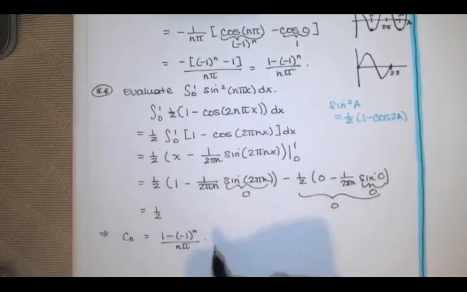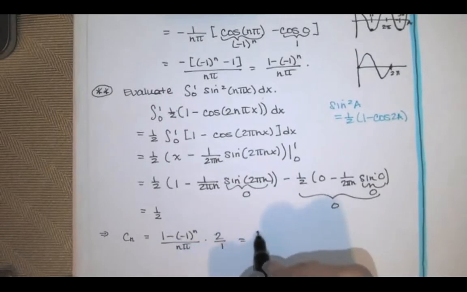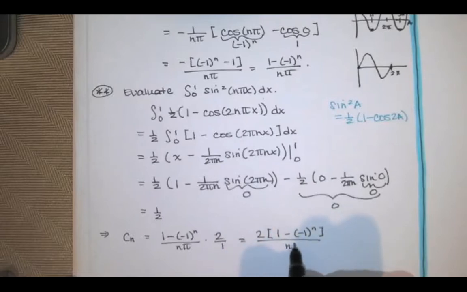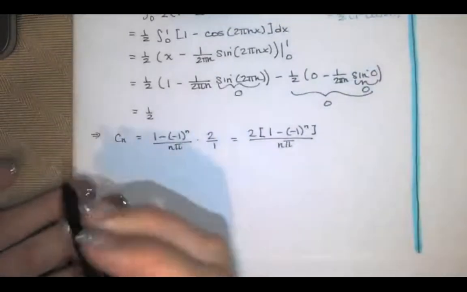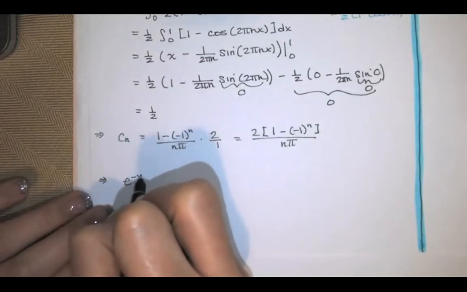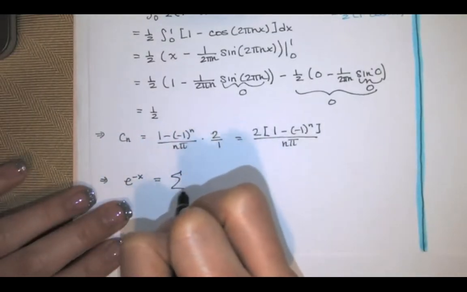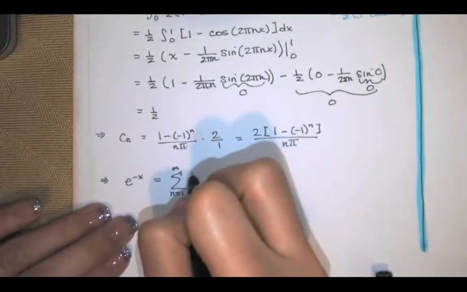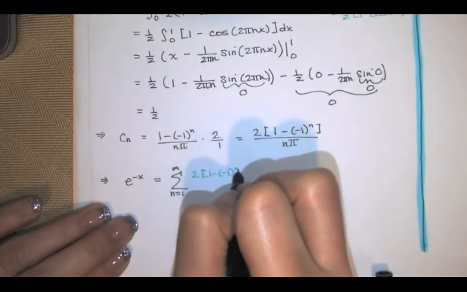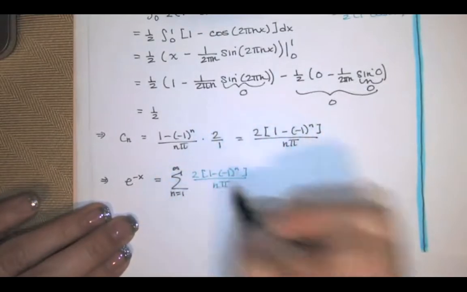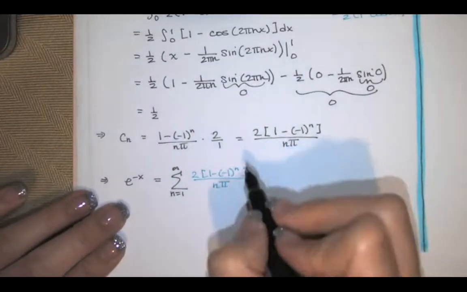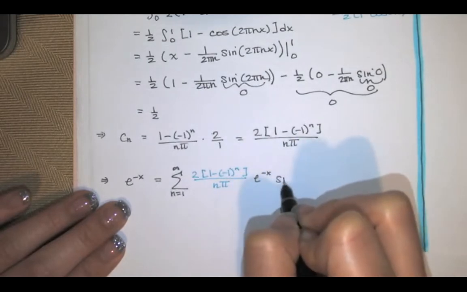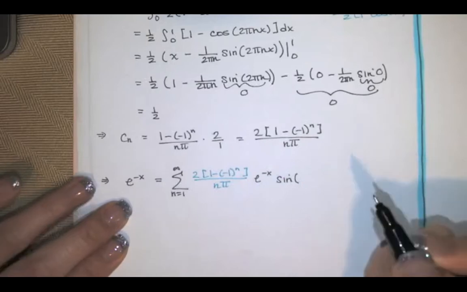And dividing by 1/2 is the same as multiplying by 2. So we have 2 times (1 minus (-1)^n), all divided by n pi. And so that means our e to the negative x is equal to the sum as n goes from 1 to infinity of the c sub n, which are given by that formula, times f sub n of x, which was e to the negative x times sine of n pi x.